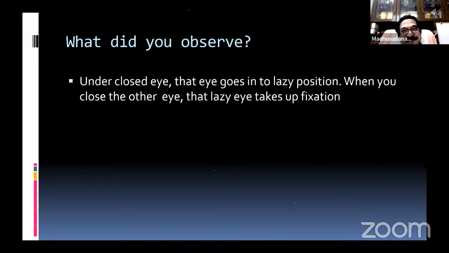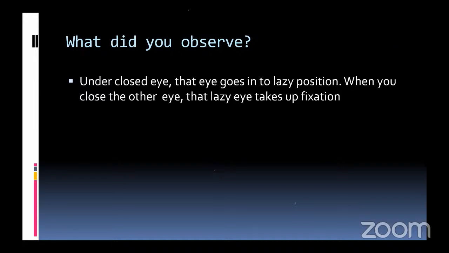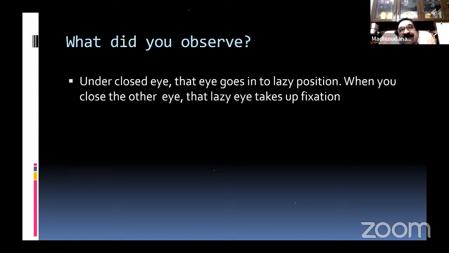This is more complicated. Is this phenomenon called the spread of comitance? No, the spread of comitance is different. The spread of comitance is what happens in a paralytic squint. Ultimately, it becomes like a concomitant squint.